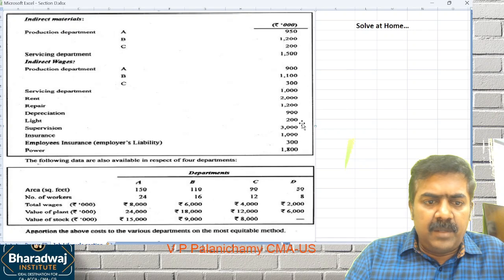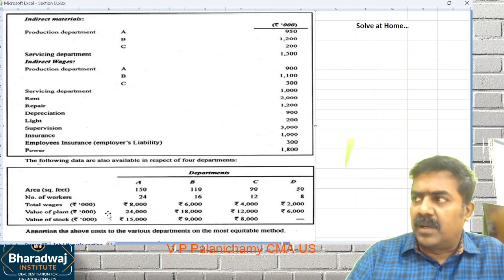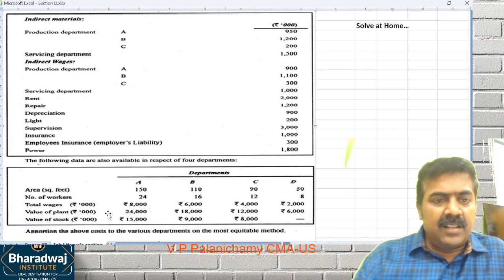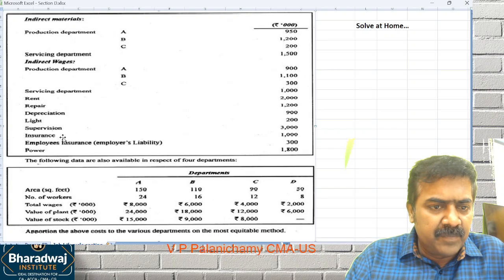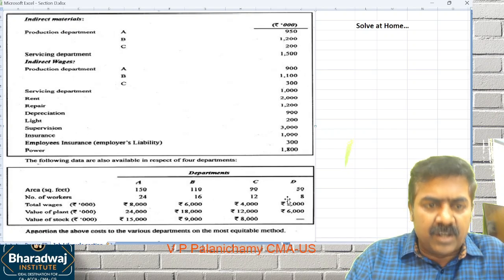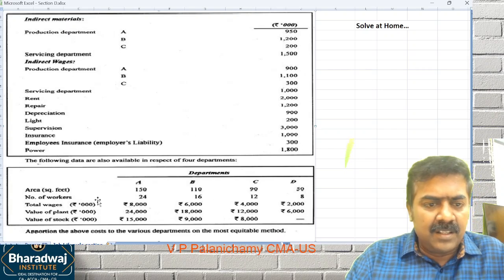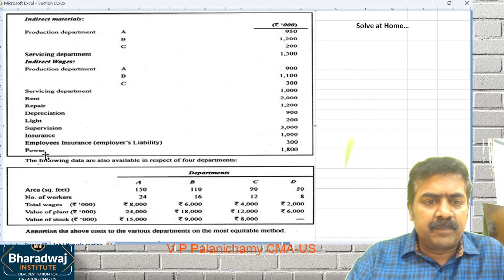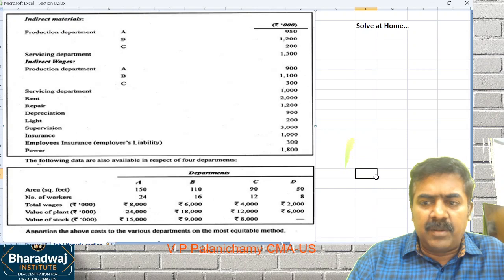For example, rent will be allocated based on area. Repair also, based on which one? Value of plant. Depreciation also based on value of plant. Then supervision based on number of employees. Insurance can be based on value of stock. Employees' insurance, based on which one? Wages. Power based on what? Power of machines. If power of machine is not available, value of machines can be used.